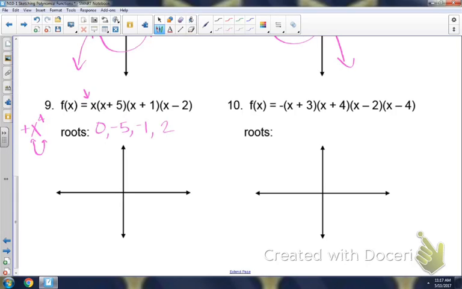So we have a root at 0, a root at -5, and a root at -1, and a root at +2. So it should be opening up. We don't have any double roots, so we're just going straight through each one. And overall, it should be opening up because x to the 4th opens up.